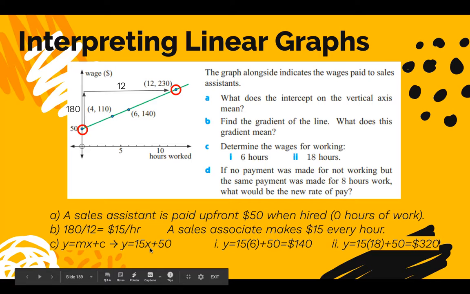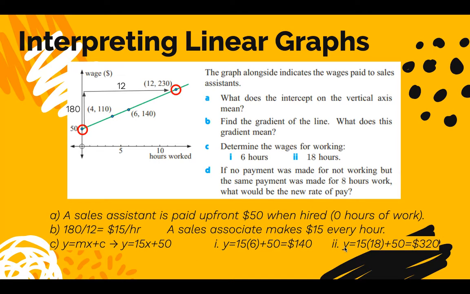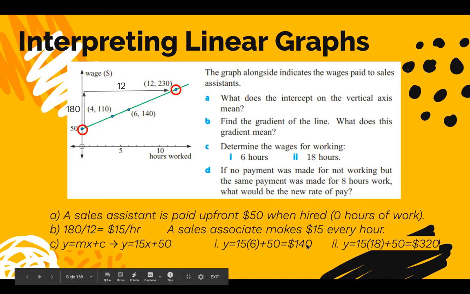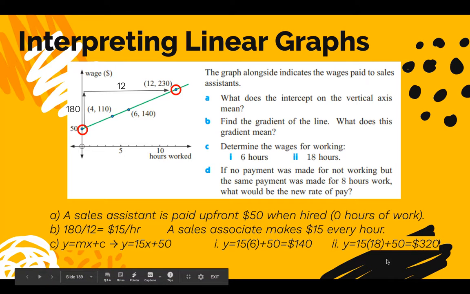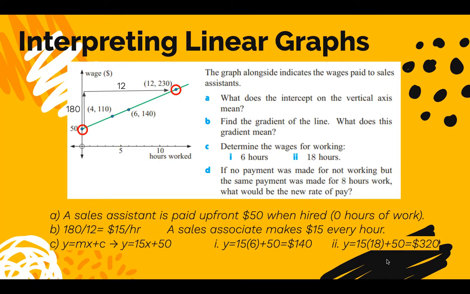There's your equation. If you substitute 6 hours and if you substitute 18 hours in place of x, since x represented hours, you will see exactly how much money they make, since y represents the amount of money or the wage they make. So at 6 hours, they make 140, which we already saw in the graph. And at 18 hours, if we were to extend this and look at x is 18, we would see that y is 320. So after 18 hours, they make $320.